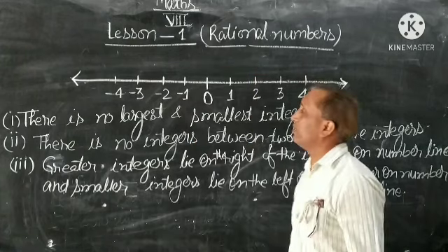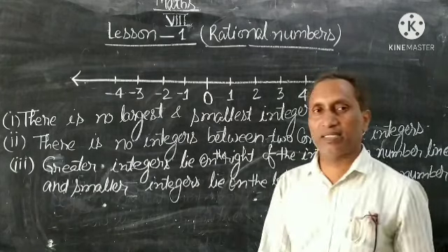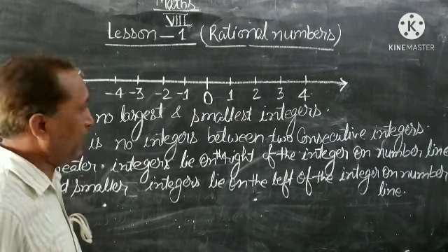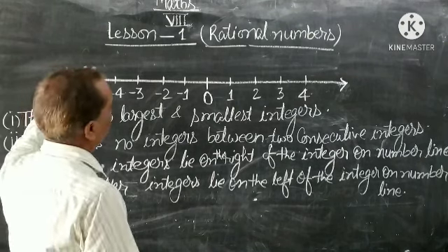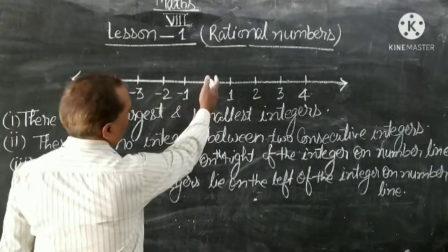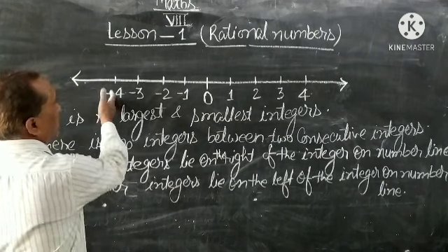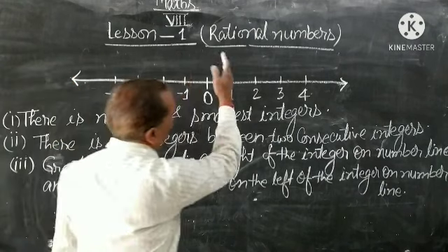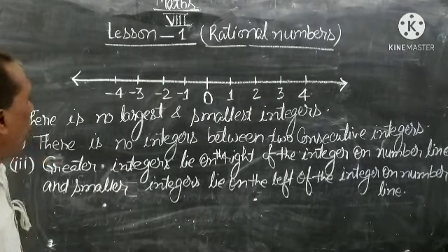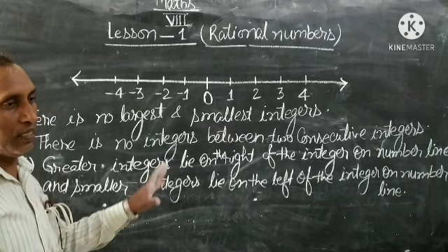Students, I am going to introduce the number line. The numbers which are represented on a line, and the line is called the number line, and here I present integers on the number line. This is 0, on the left -1, -2, -3, -4 and so on, and on the right 1, 2, 3, 4 and so on. There is no largest and smallest integer in the integer system.